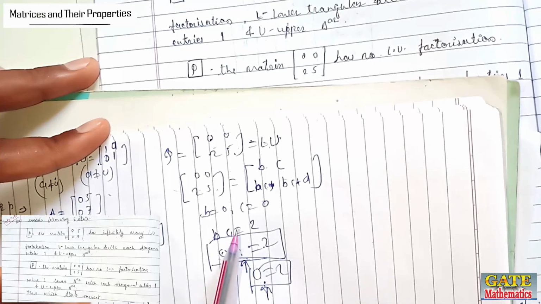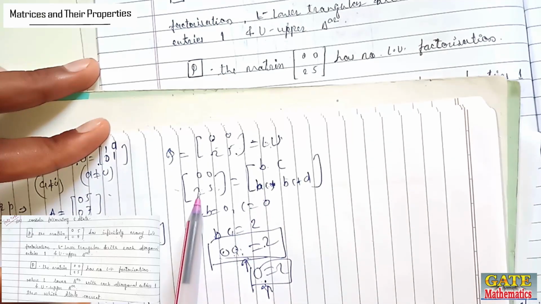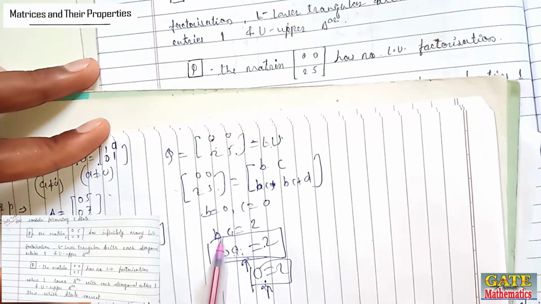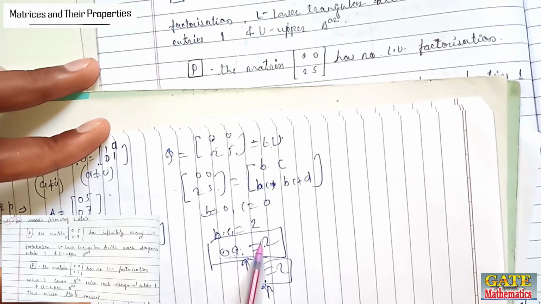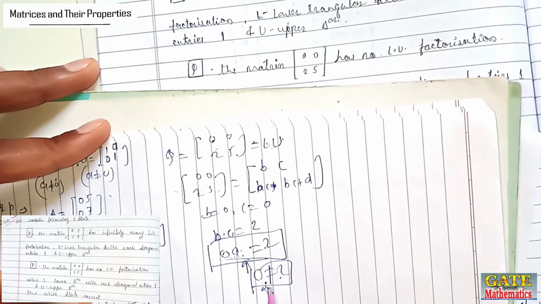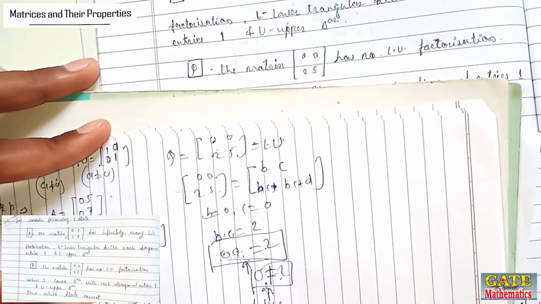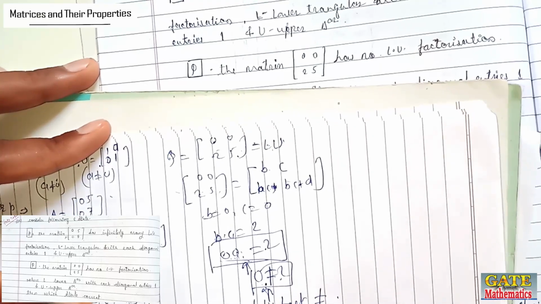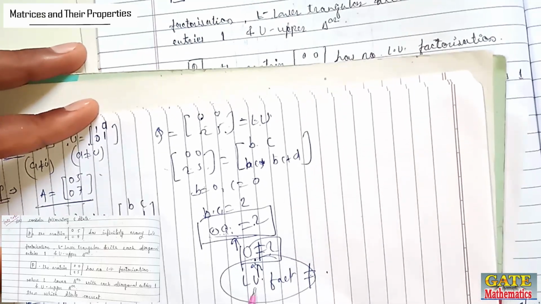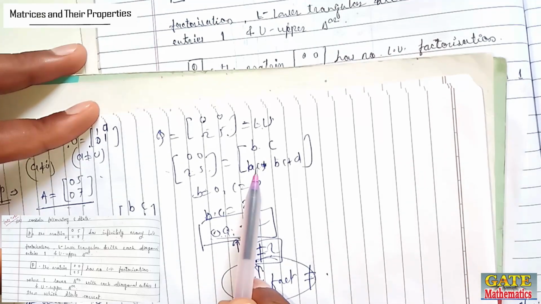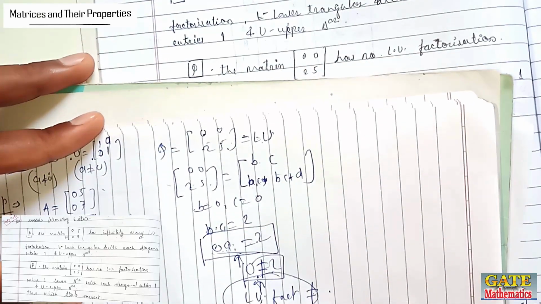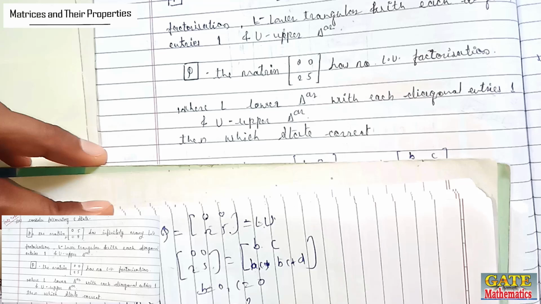Why is 0 equal to 2? Because BC is equal to 2, but B is already 0 and C is 0. So BC is equal to 0 times 0, which is 0. So 0 is never equal to 2. That's why LU factorization is never possible, because of this. So these are very easy calculations. We can answer our option orally.